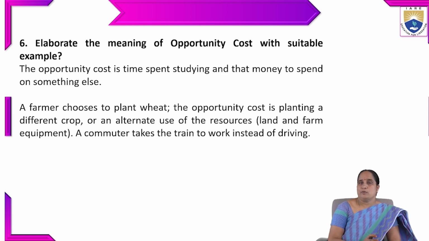Then elaborate the meaning of opportunity cost with suitable example. The opportunity cost is nothing but the time spent studying and that money to spend on something else. So it always tells us whatever time we have spent on a particular thing and how much amount you have spent on that. So that is known as opportunity cost. For example, if a farmer chooses to plant wheat, the opportunity cost is planting a different crop or an alternative use of the resources, land and farm equipment. Or a commuter takes the train to work instead of driving. So whatever opportunity we used to have, grabbing that out of which we can minimize some cost, whatever you are planning to spend on. So that is known as opportunity cost.